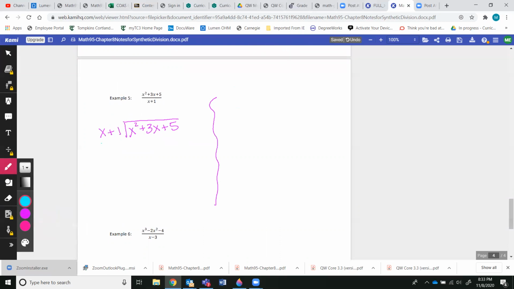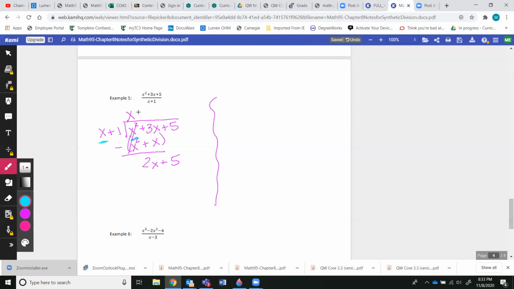So again, I look at my leading terms. x times x gives me x squared, or x squared divided by x is an x. x times x is x squared. x times positive 1 is 1x. I put it in parentheses and subtract. x squared minus x squared cancels out. 3 minus 1 is 2x, and I bring down the rest of my dividend.